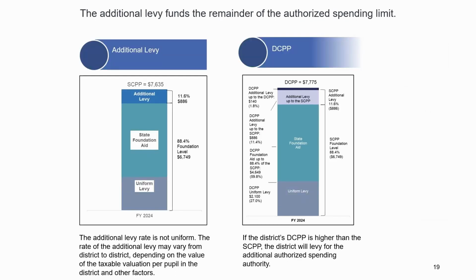Page 19. While the dollars needed to fill the 88.4% foundation level are the same, the additional levy rate is not uniform. The rate of the additional levy may vary from district to district, depending upon the taxable valuation per pupil. Also, if the district's district cost per pupil is higher than the state cost per pupil, the district will levy for the additional authorized spending authority.